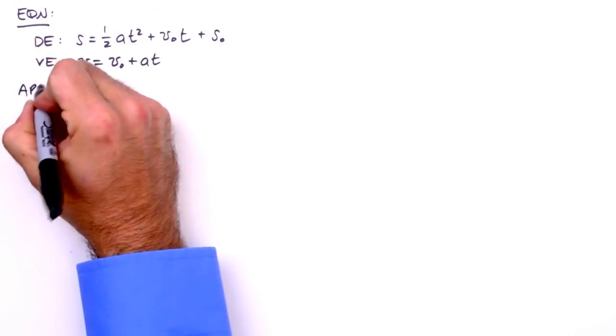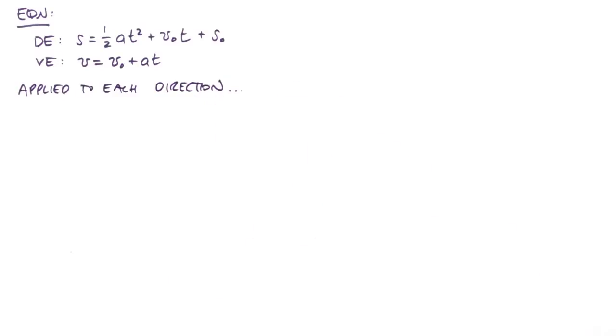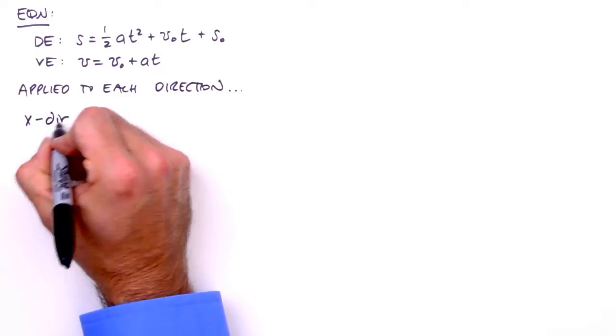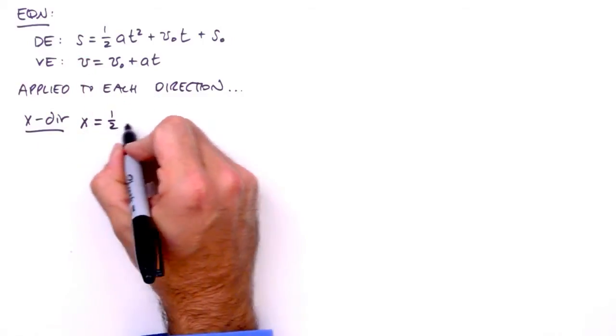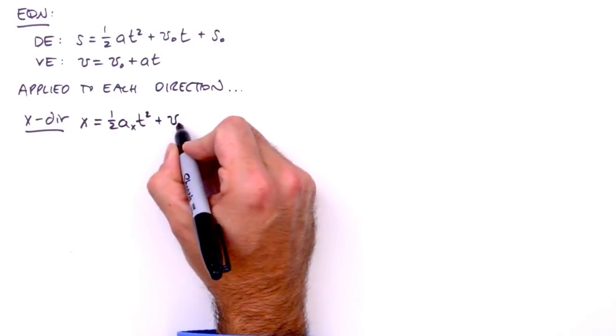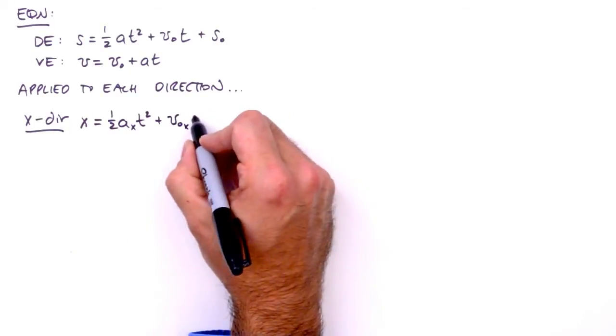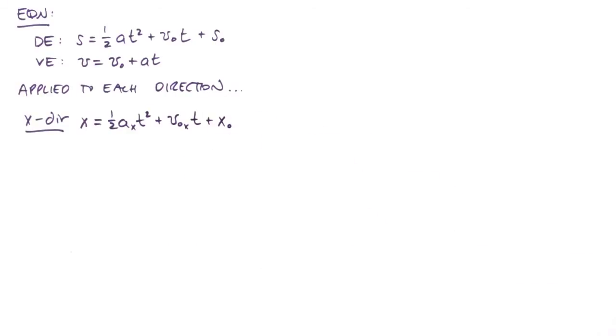Of course, our projectile is moving through 2 dimensions, so, with a nod of appreciation to Galileo, we'll apply these equations to each direction separately. So, in the x direction, starting with the displacement equation, instead of s, we have x equals 1/2 a sub x, that's the acceleration in the x direction, times t squared, plus v sub o sub x, the x component of the initial velocity, times t plus x sub o, the initial horizontal position.